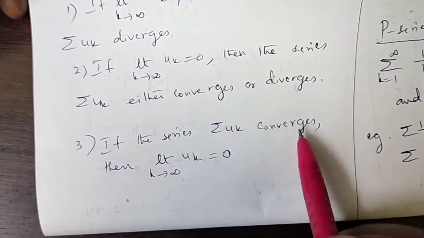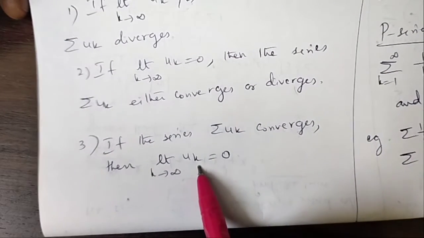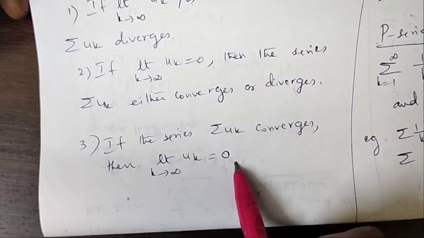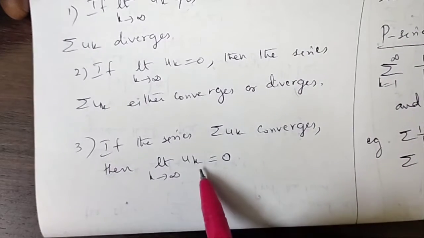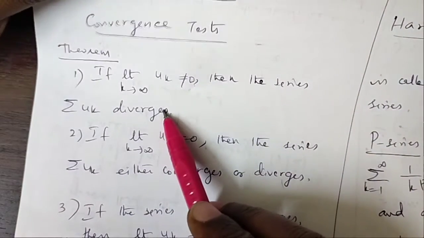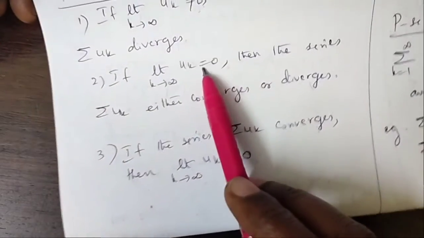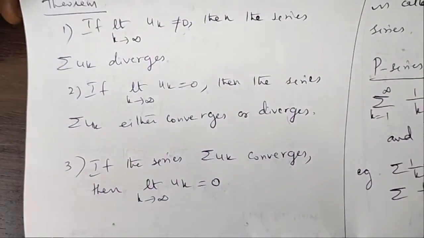But if a series is convergent, then limit k tends to infinity of uk is 0. If it is non-zero, then the series is divergent. If the limit is 0, then the series may converge or diverge. Okay. So that's the first theorem.